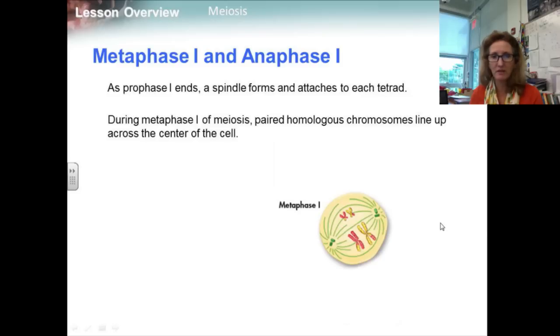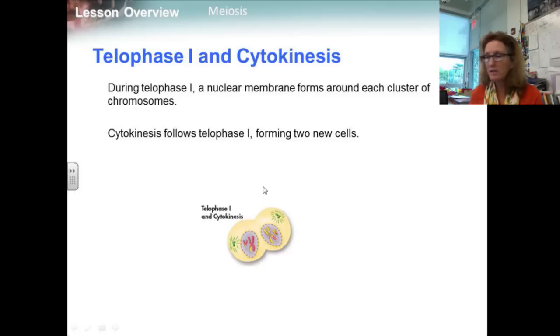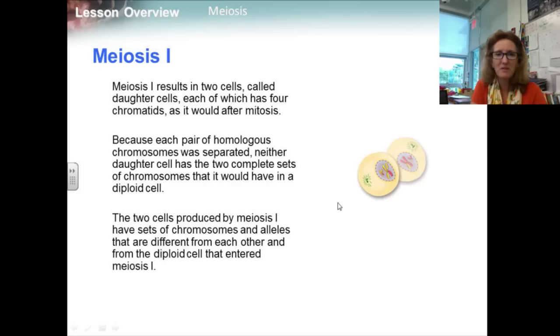All right, the 2 new cells. So meiosis 1 results in 2 cells called daughter cells. Back up. During telophase 1, a nuclear membrane right here forms around each cluster of the chromosomes. Here's a nuclear membrane. Cytokinesis follows telophase 1, forming 2 new daughter cells. So meiosis 1 results in 2 cells called daughter cells, okay? Each of which has 4 chromatids, as it would after mitosis.